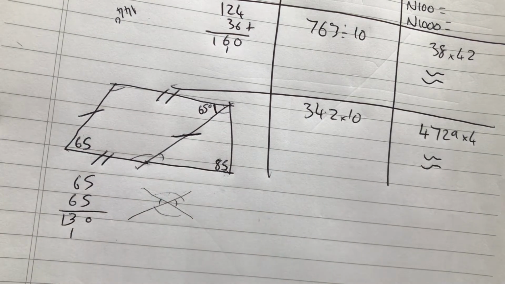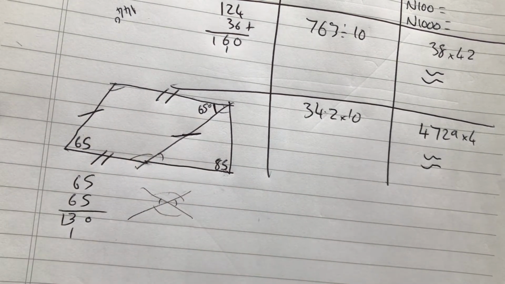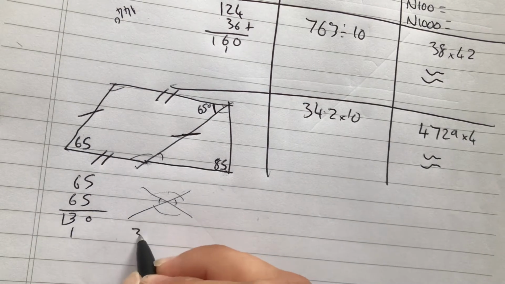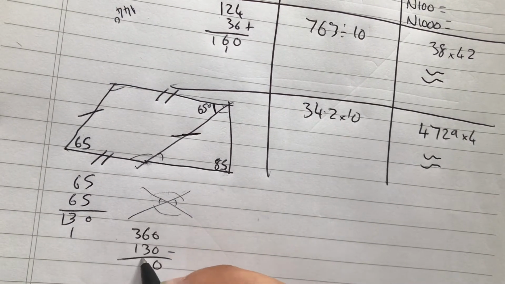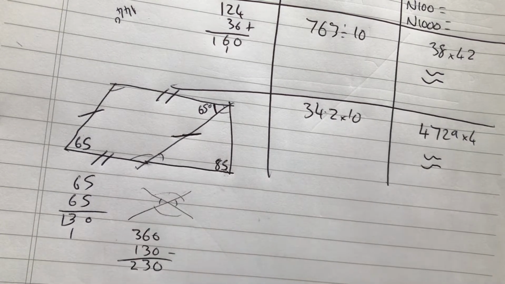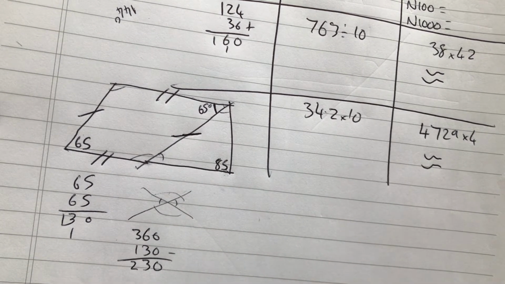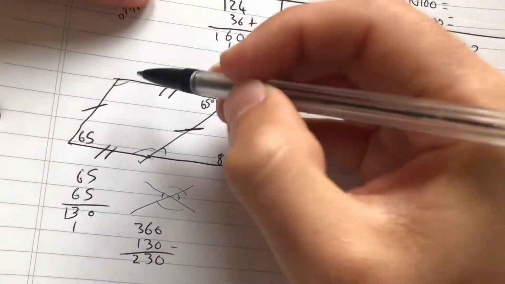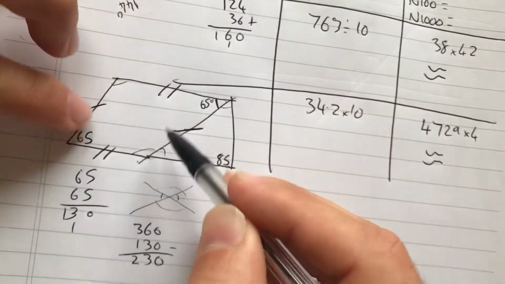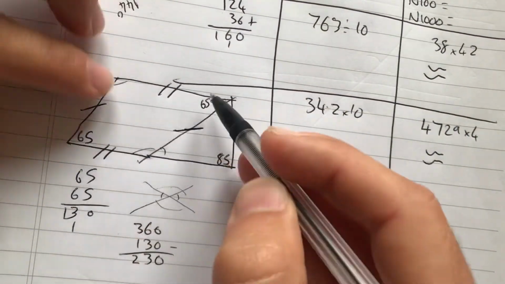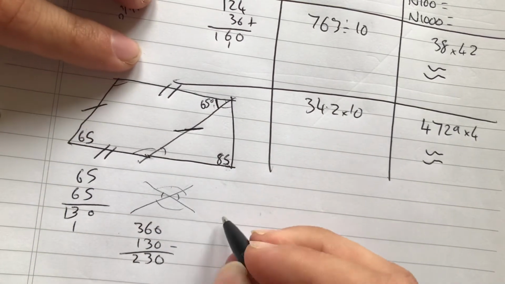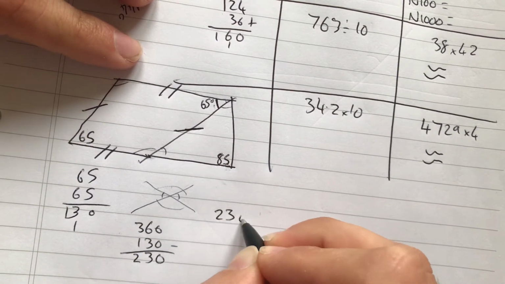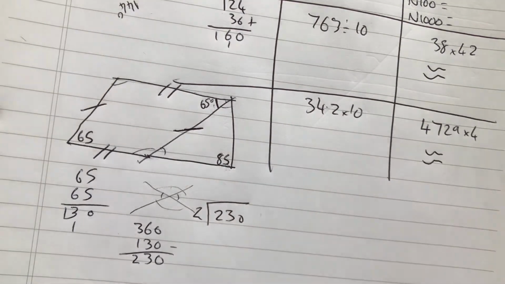130. We know that it's 360. So let's just check how much we've got left. 0, 0, 0, 3, 2. We've got 230 left that we've got to share out between these two. Remember, parallel lines are the same. So these two are the same, which means these two are going to be the same. So we need to divide 230 by 2, or halve it.